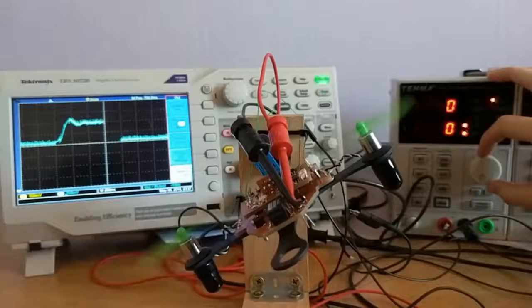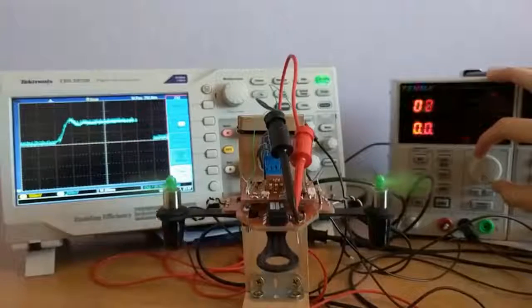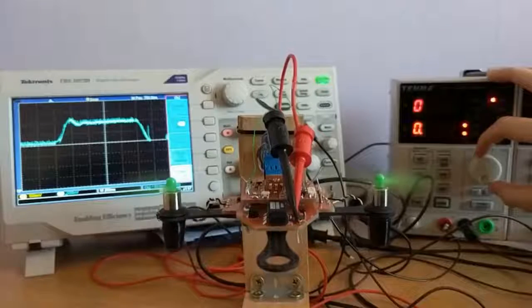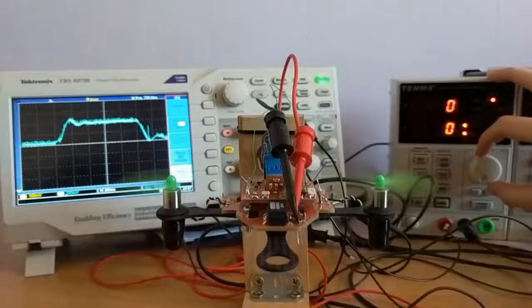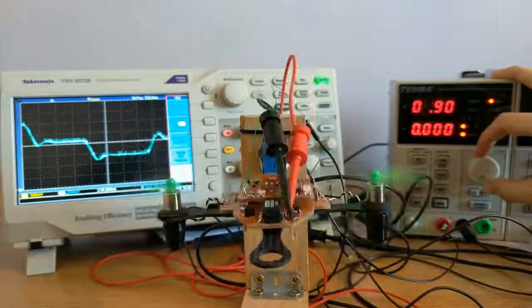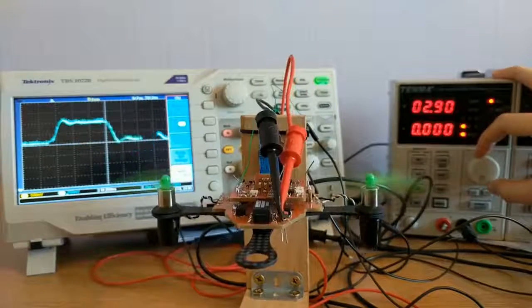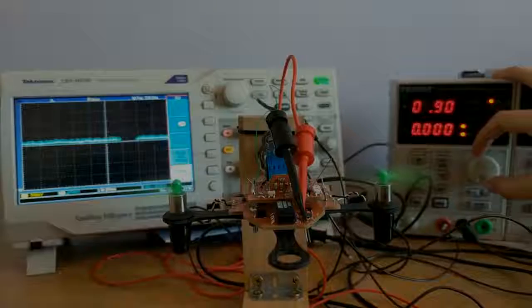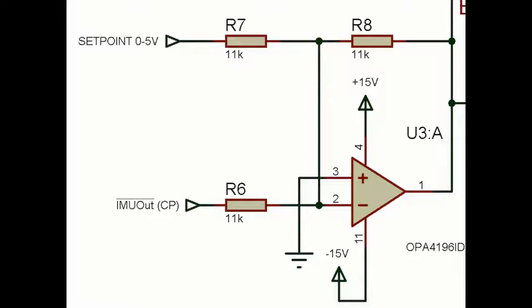This step response shown on the screen shows how I can use a power supply to supply a voltage to the quadcopter control board, which is used as a set point in the control system. I use the IMU output as a control point and use a summing amplifier to generate an error between these two voltages. If the set point is changed to 3 volts, the control system will orient the quadcopter so that the IMU outputs minus 3 volts.